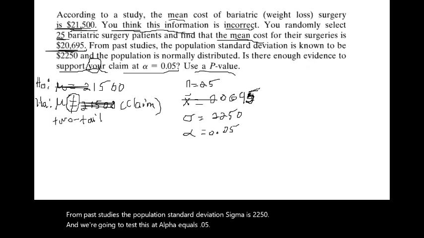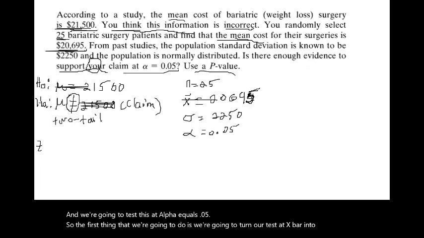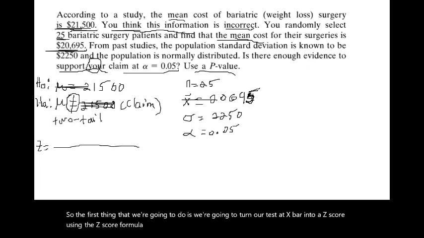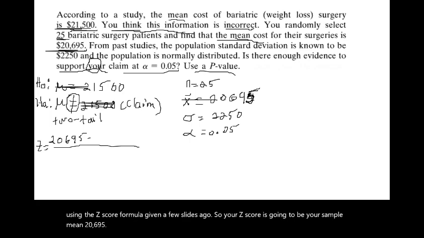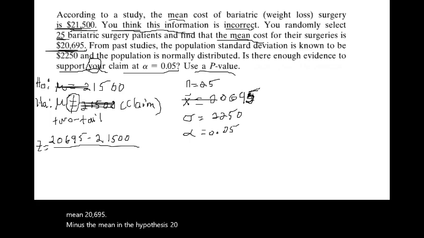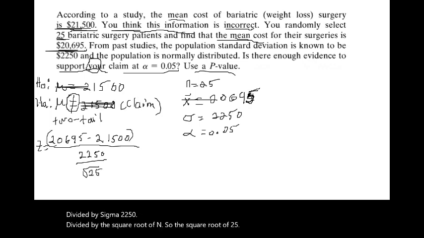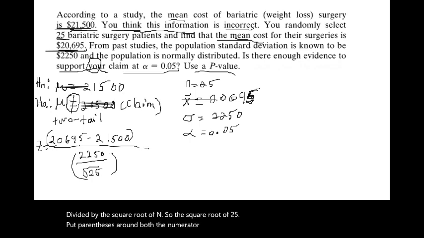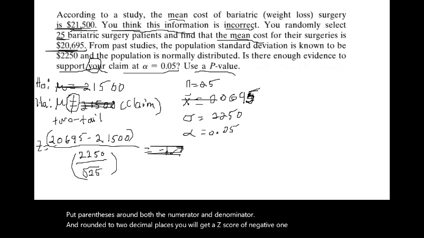So the first thing that we are going to do is turn our test stat X bar into a z-score using the z-score formula given a few slides ago. So your z-score is going to be your sample mean, 20,695, minus the mean in the hypotheses, 21,500, divided by sigma, 2250, divided by the square root of n, so the square root of 25. Put parentheses around both the numerator and denominator, and rounded to 2 decimal places, you will get a z-score of negative 1.79.